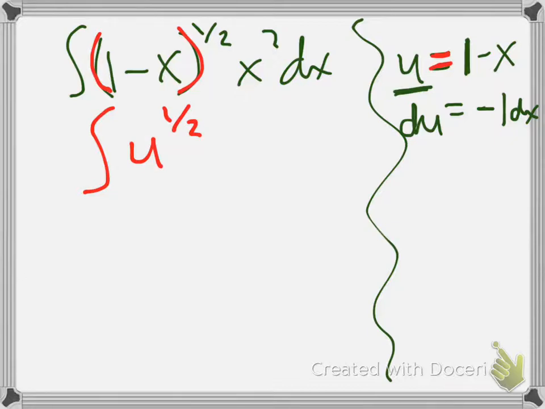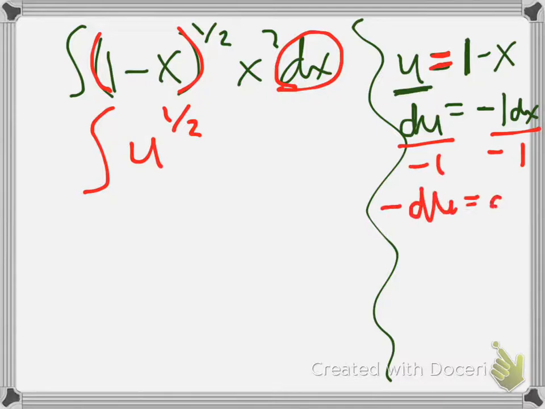Now, I have a little bit of an issue. I want to make a substitution for dx, but dx over here is not by itself, so I have to divide by negative 1, and I have negative du equals dx. So where that dx is right there, I'm going to replace that with negative du.